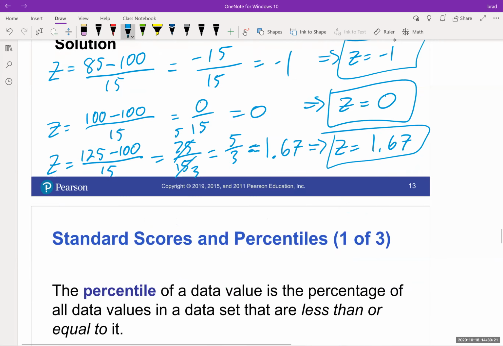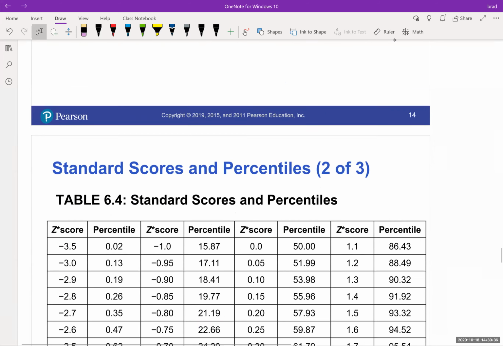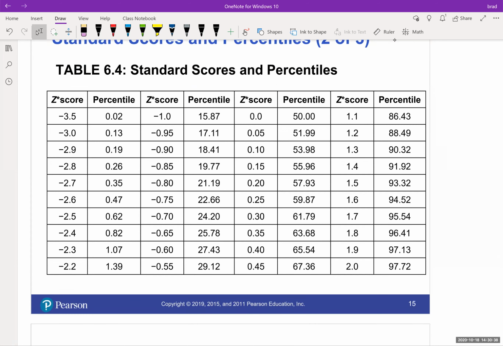Now, it says the percentile of a data value is the percentage of all data values in the data set that are less than or equal to it. A data value that lies between 2 percentiles is said to lie in the lower percentile. So that's just some clarification. Here are the tables we're going to use to find percentiles of z-scores. It's a little bit different from the z-score table I normally use, so it'll take me a minute to use this table also.